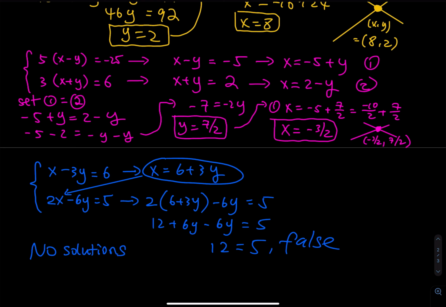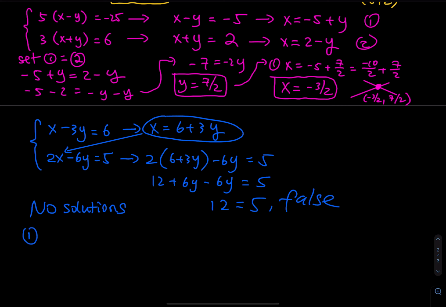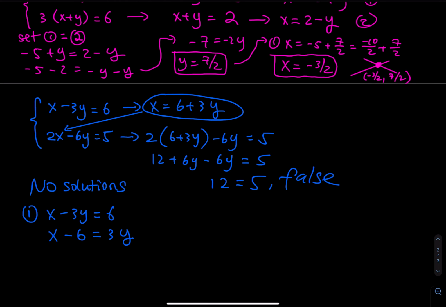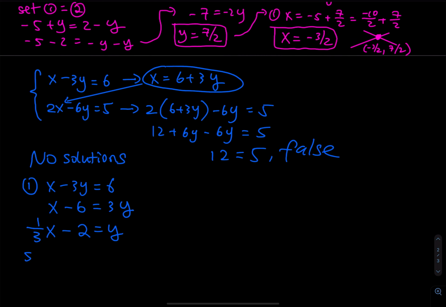Okay, let's take another look. So number 1, we have x minus 3y equals 6. I'm going to swap 6 and 3y. So x minus 6 equals positive 3y. When you divide both sides by 3, you have 1/3 x minus 2 equals y. So what is the slope? The slope is equal to 1/3. Okay, how about number 2?